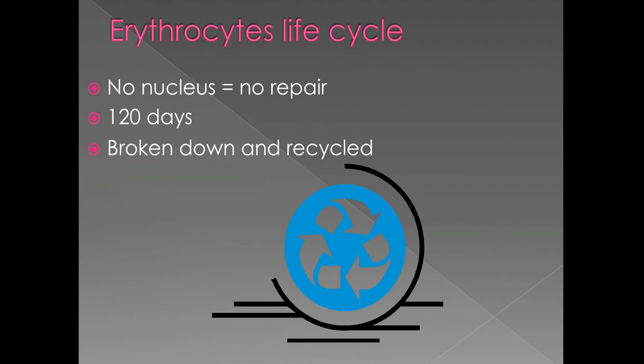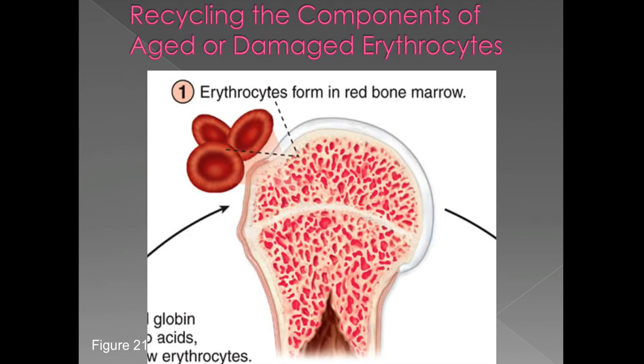Now, because erythrocytes do not have a nucleus, that means they're not able to repair themselves. They can't undergo protein synthesis to fix hemoglobin or their cell membrane. So on average, they last about 120 days before we break them down and recycle their parts.